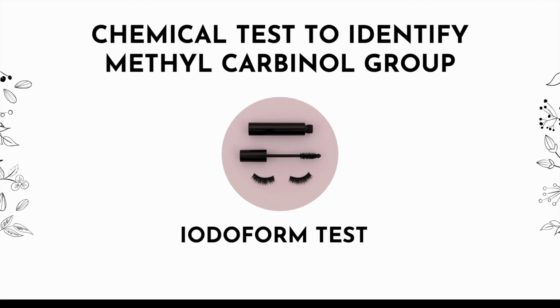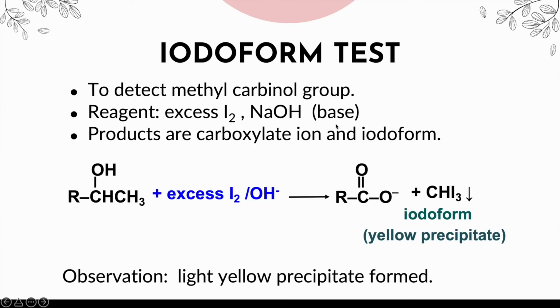This is the chemical test to identify the methyl carbinol group. We call it the iodoform test. We test for the methyl carbinol group. What is methyl carbinol? Methyl carbinol is a methyl on the carbon that has the OH. That is methyl carbinol. Okay, we do the iodoform test.